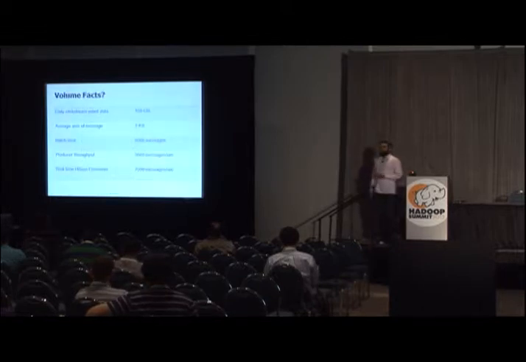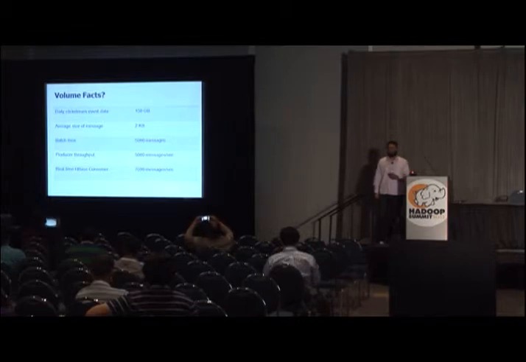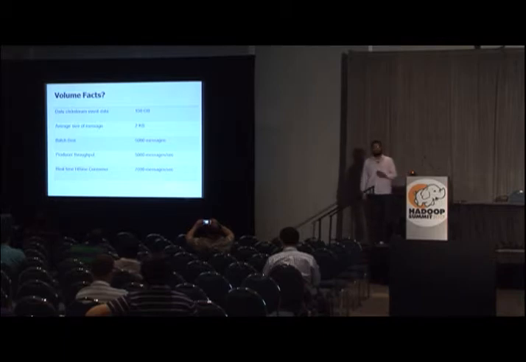Some of the volume facts I want to highlight: in terms of daily clickstream data, we collect about 150 gigs. This is just the clickstream data which we collect. The average size of the message is about 2 kilobytes. This is the Avro message. And the batch size for us is 5,000 messages. The producer throughput which we currently have is 5,000 messages per second. And the consumer, the real-time edge-based consumer, can support a throughput of 7,000 messages per second.